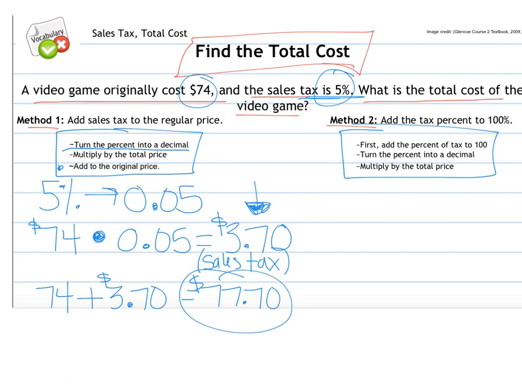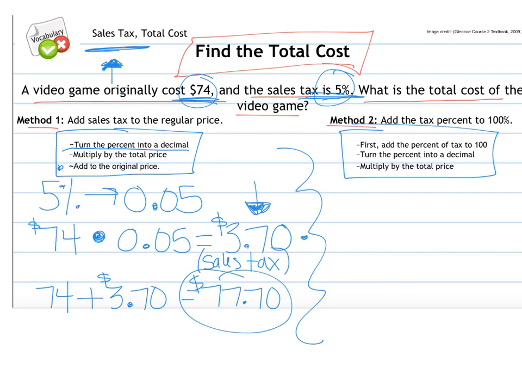Sometimes we forget to add the sales tax to the price. So if we start with a video game of $74 with a sales tax of 5% and we end up with a total of $3.70, that doesn't really make sense. So we always have to ask ourselves, is that reasonable? Sales tax makes our price go up. So if there's a tax on something, our total is going to be more than the amount that the purchase is worth.